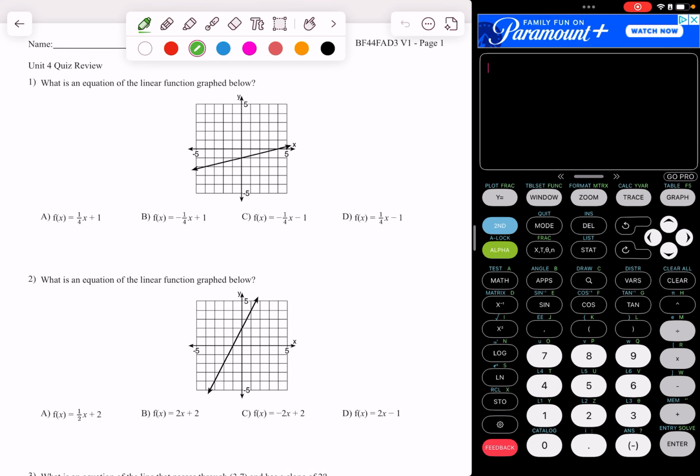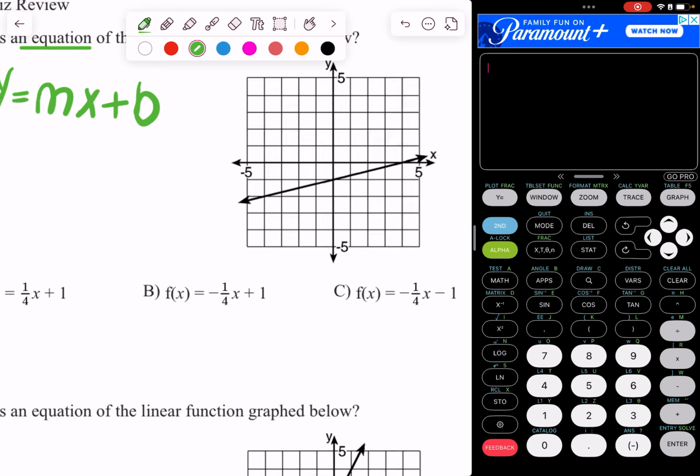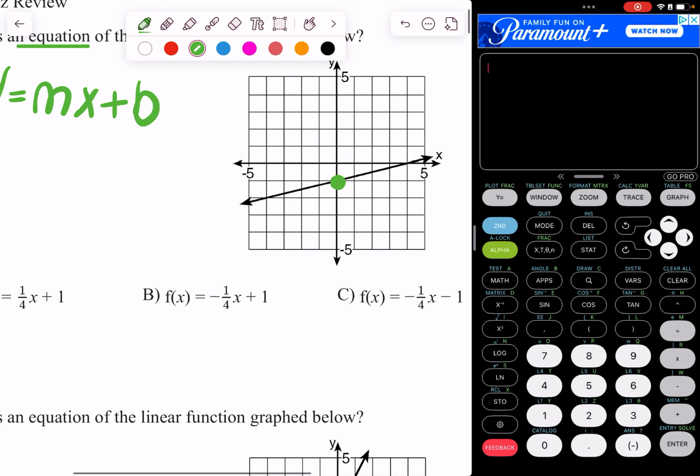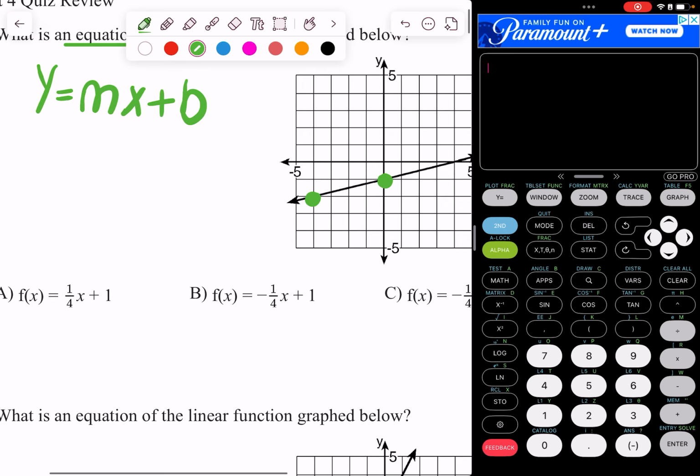Alrighty, we are going to be reviewing our quiz on linear functions. So let's get started. The first question says, what is an equation of the linear function graphed below? Anytime you hear equation, I want you to think about y equals mx plus b. M is your slope. In order to find slope, you have to find two different points on the graph, and you have to calculate the rise over run.